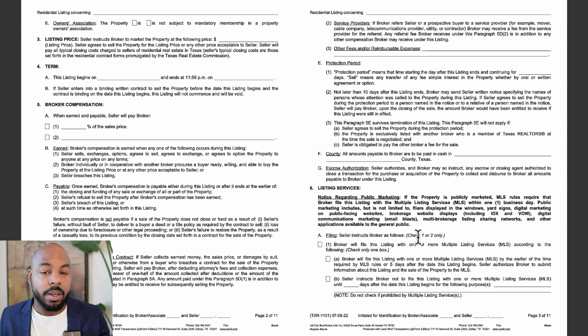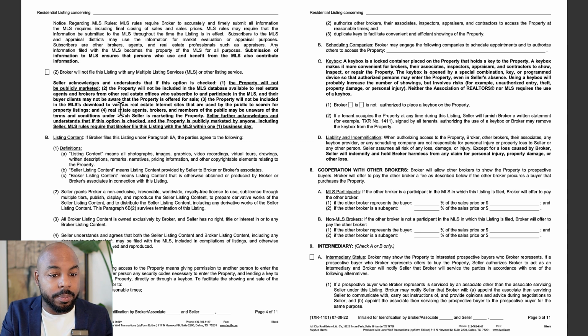Listing services. This says that we can market the property and MLS rules may apply. This also says that I will or will not file it with the MLS. Most times we will do that. And then it says how many days after we file. And on this 1B, it says how many days after our listing agreement begins I will actually file this in the MLS. That's something we will agree upon beforehand. And it just says we're going to follow all of the MLS rules.